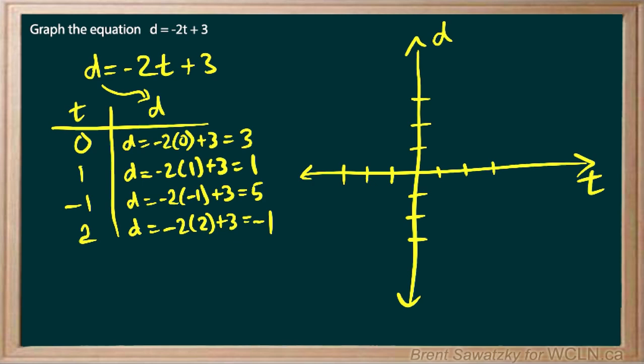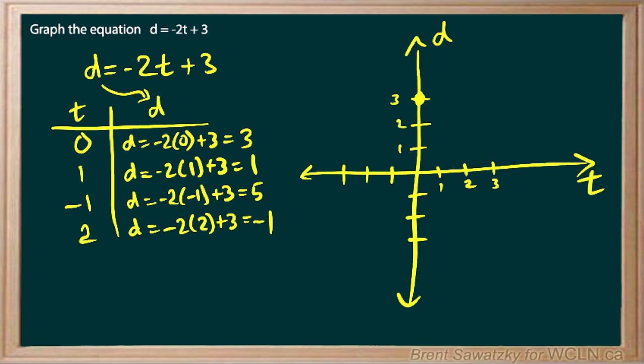So when t is 0, d is 3. So with t equals 0, it means we're not going to the right, that is positive. We're not going to the left, that is negative. We're staying right on that axis. And then we go up 3. 1, 2, 3. And so we can mark it up there. Sometimes it's easier to make sure this is nice and clear.